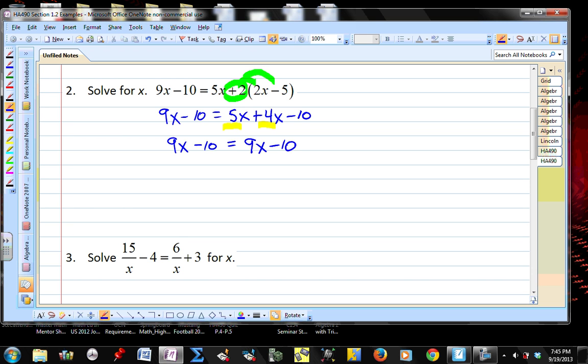Now you might notice something's going on here. The left side is exactly equal to the right side. This is a special type of equation. Let's keep going just to see what happens if we do the rest of our algebra. We want to get all the x's on one side, so we'll subtract 9x from both sides.